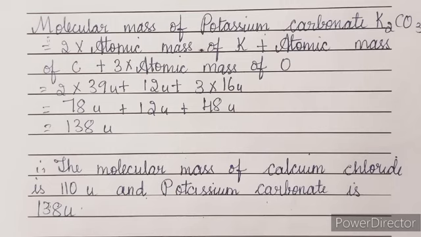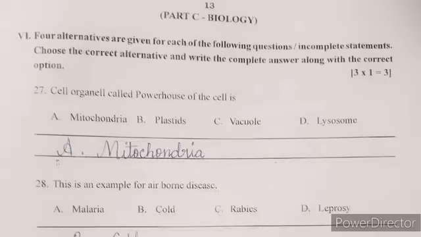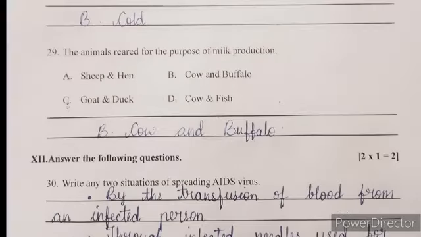If we move to the biology, again we have multiple choice questions. So 27th question: the cell organelle called the powerhouse of the cell is A. Mitochondria is the answer. Next question. This is an example for airborne disease, that is B, cold. The animals reared for the purpose of milk production: B, cow and buffalo.